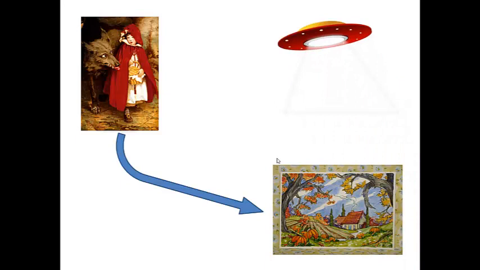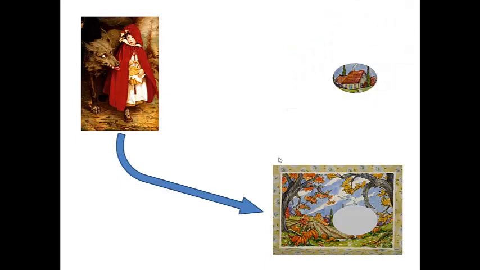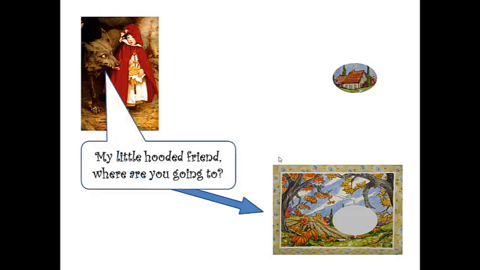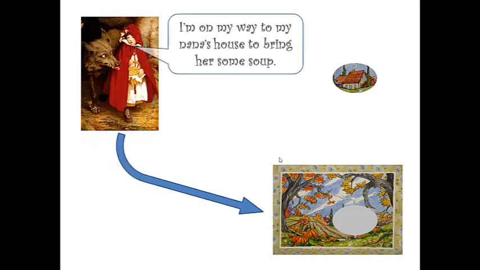That's where she's trying to get to. But along comes a spaceship and beams Nana's house away to a totally different place. Now, if we revisit this little story, we can say, "My little hooded friend, where are you going to?" "I'm on my way to Nana's house to bring her some soup," because she's still trying to get to Nana's house, even though her Nana's house has been beamed away, but she has no clue that has happened.